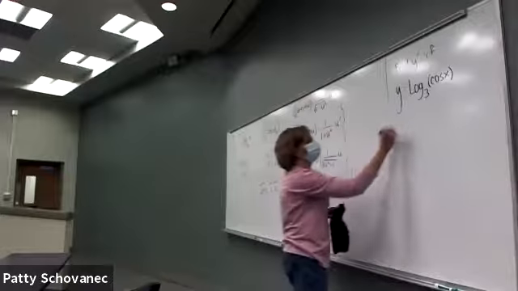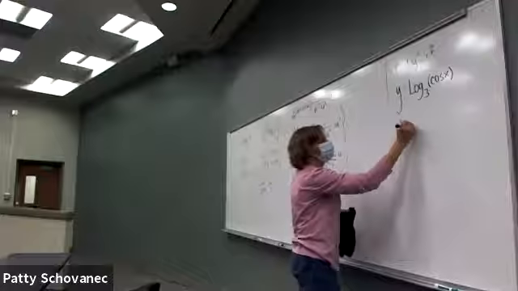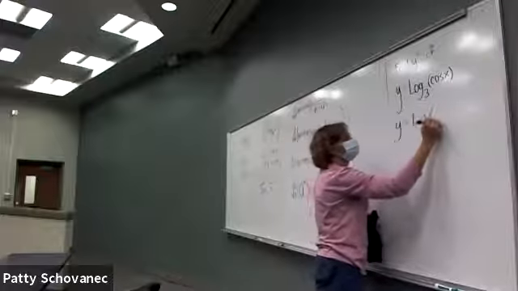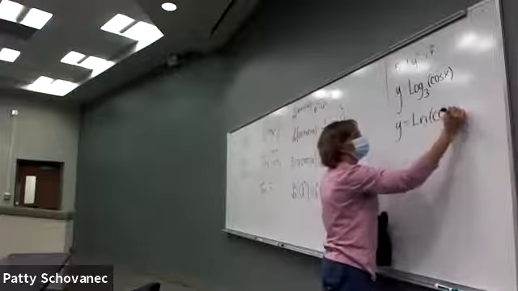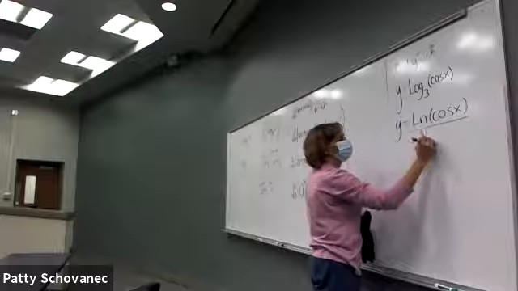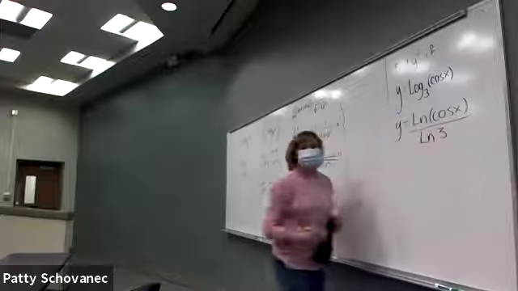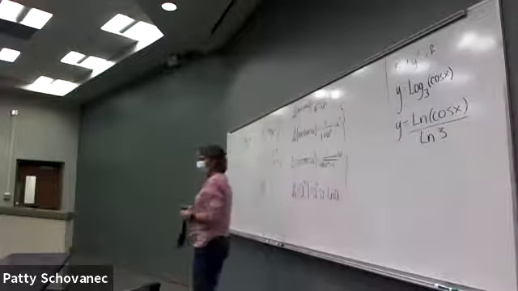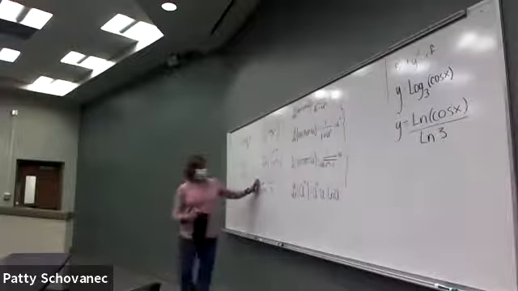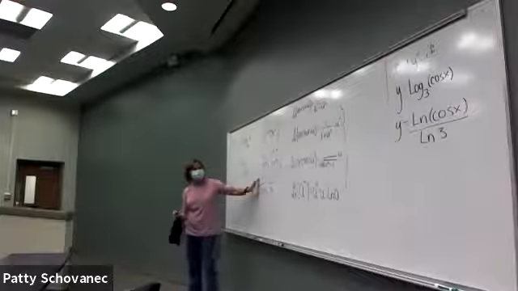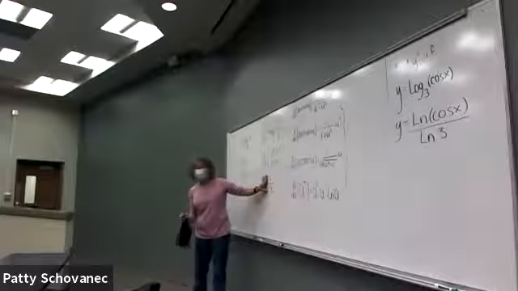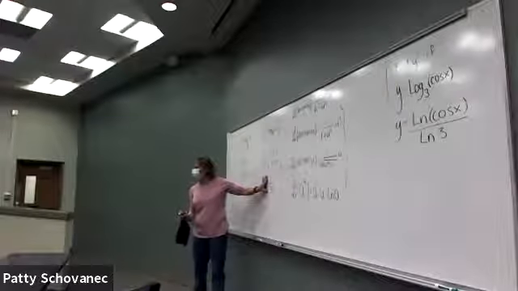Here's what the change of base formula looks like. This is still y. I would have the natural log of the cosine of x divided by the natural log of 3. You're going to pull out the 1 over the natural log of 3 and take the derivative of the natural log of cosine of x. That's the 1 over u prime rule.